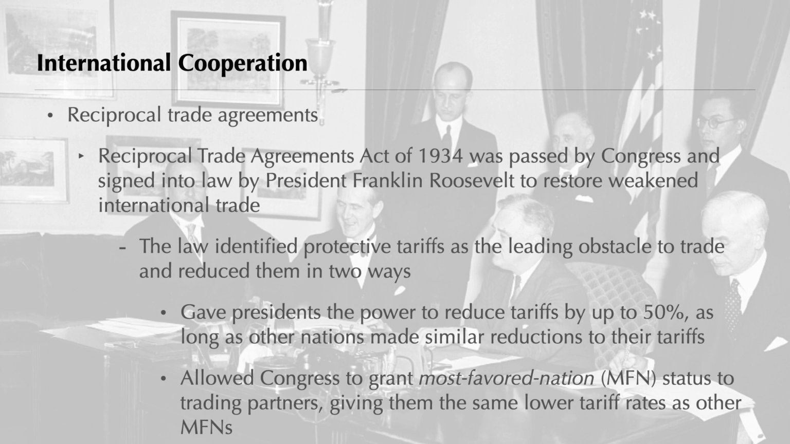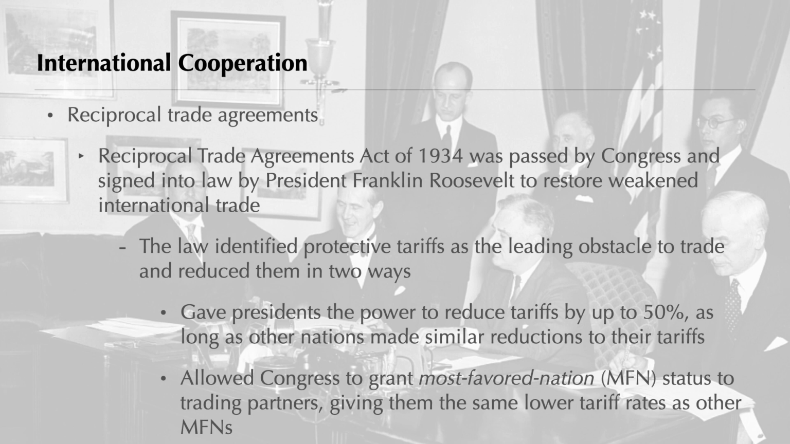To reap the economic and political benefits of global trade, many nations have engaged in international cooperation. Some examples of trade cooperation among nations are reciprocal trade agreements, regional trade organizations, and international trade agreements.